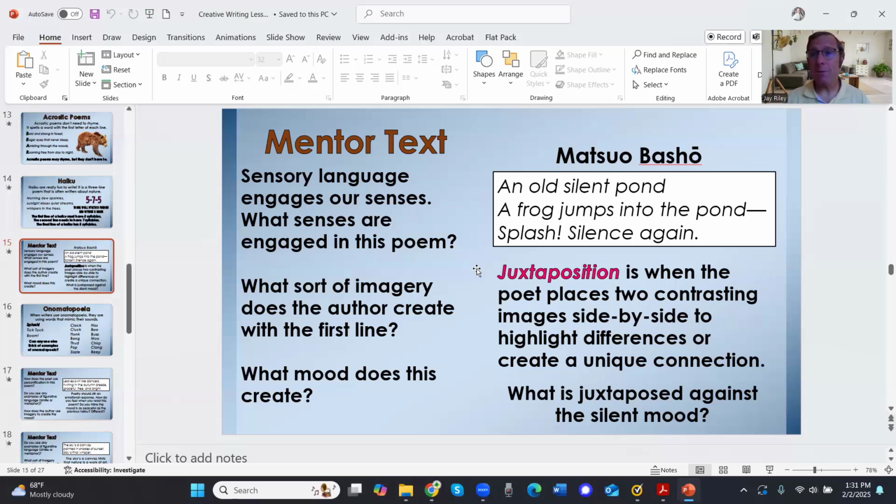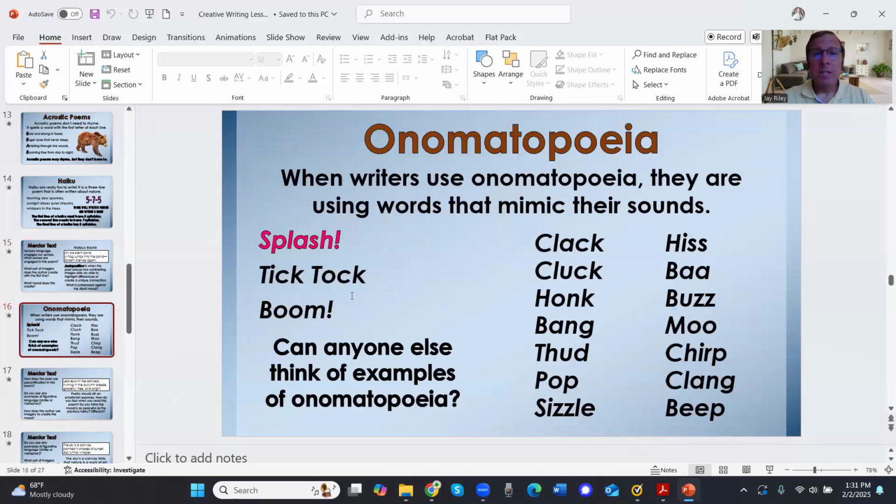And this poet is capturing that here in this haiku, which is really incredible because it's only 3 lines, 17 syllables, and they're able to capture that whole moment. And that's what haiku is all about. So I talked about that word splash being an example of onomatopoeia. So onomatopoeia is, as I said, words that mimic their actual sounds. And we've got some examples of those here.